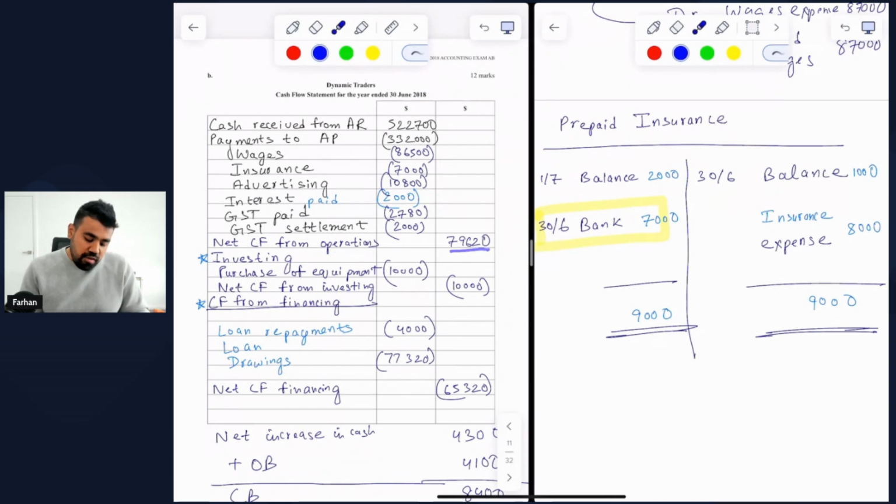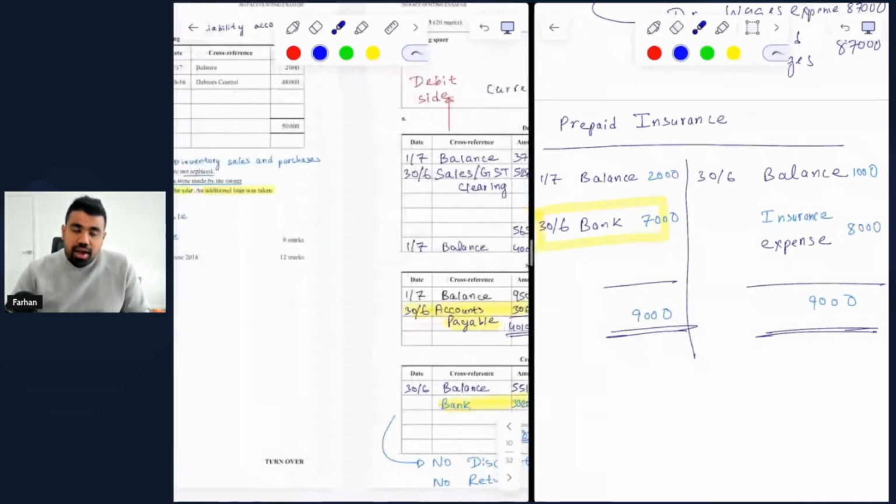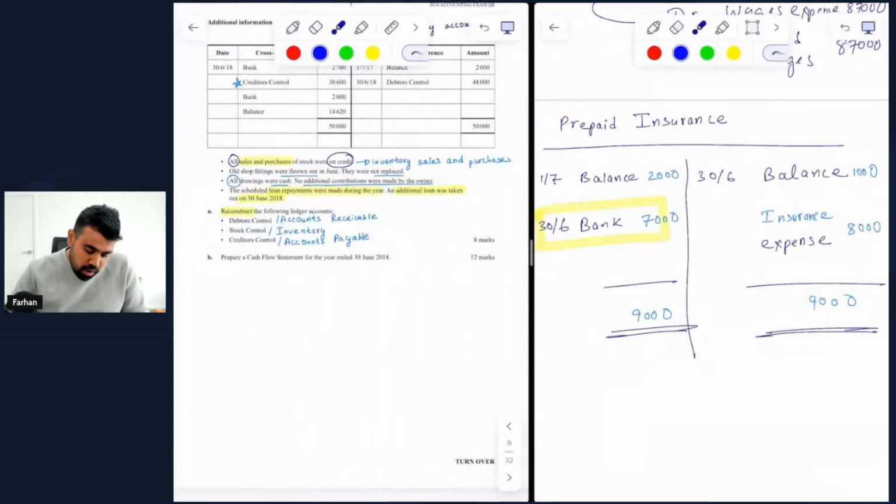Next, we're moving to investing activities. So investing activities refer to the purchase of non-current assets or the disposal of non-current assets. When we purchase a non-current asset, that is a cash outflow. And when we dispose of a non-current asset, we get some cash, and that is a cash inflow. All right. So how do we know if we got any outflows or inflows during the year?